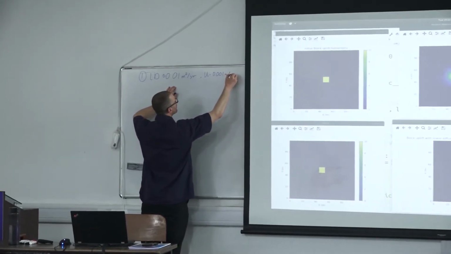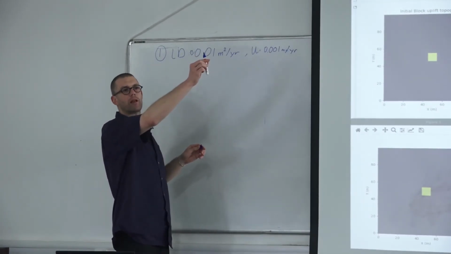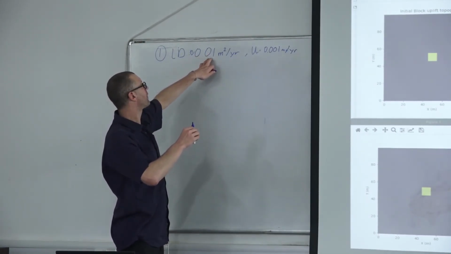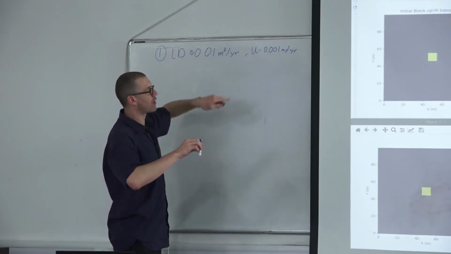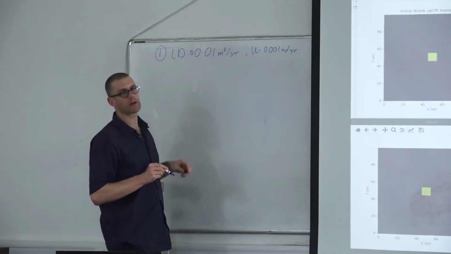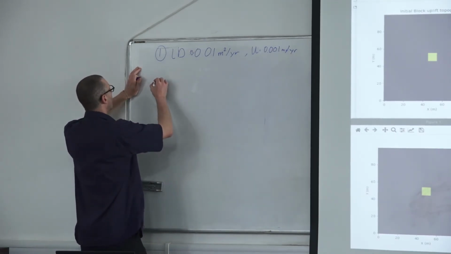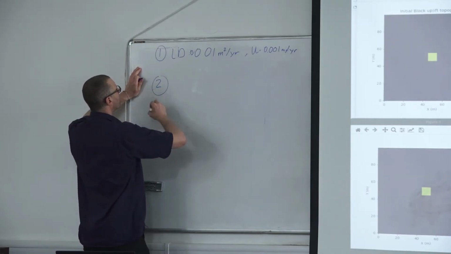So this is essentially 1 millimeter, right? So we have the rock uplift rate of 1 millimeter, and our diffusivity coefficient as a function of curvature is moving stuff by roughly 1 square meter per year. And the second model setup.